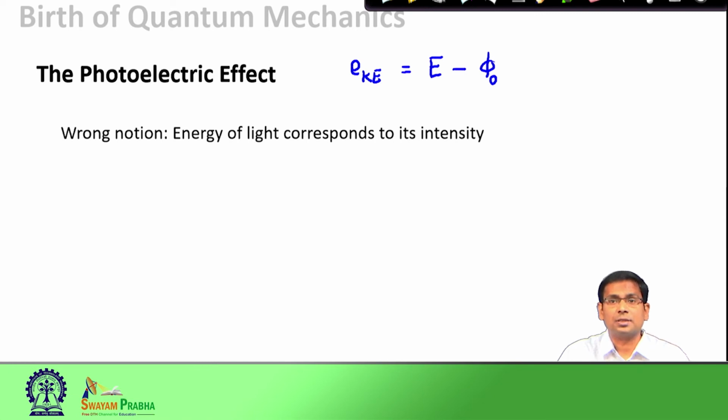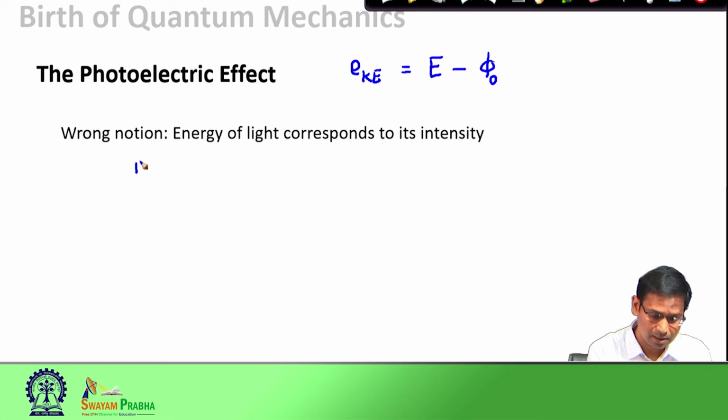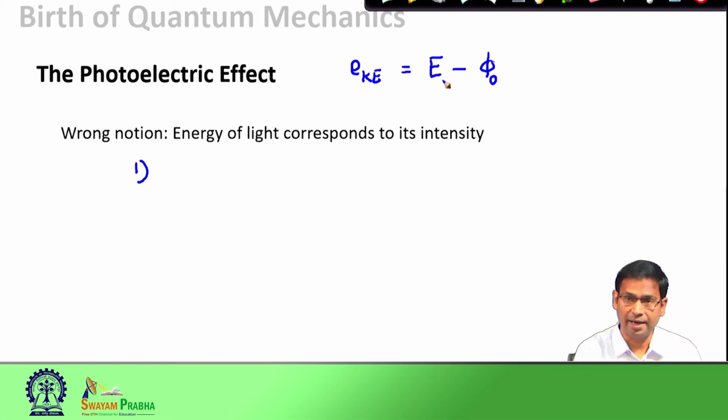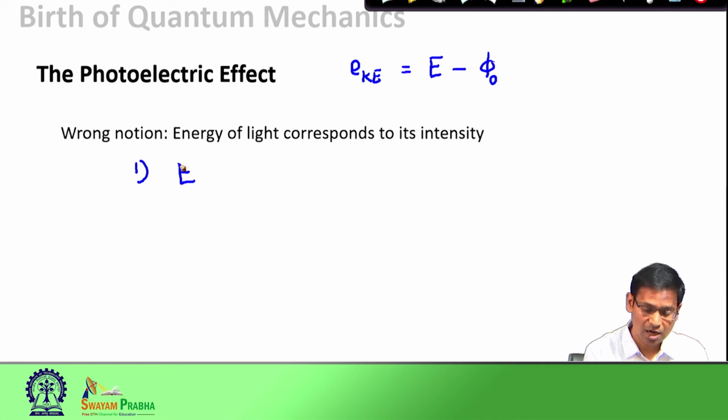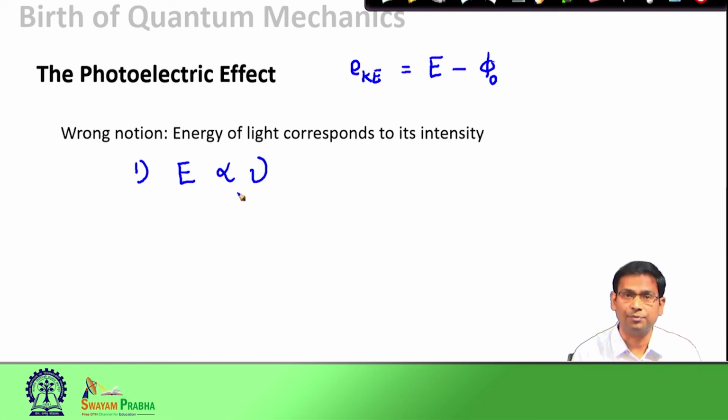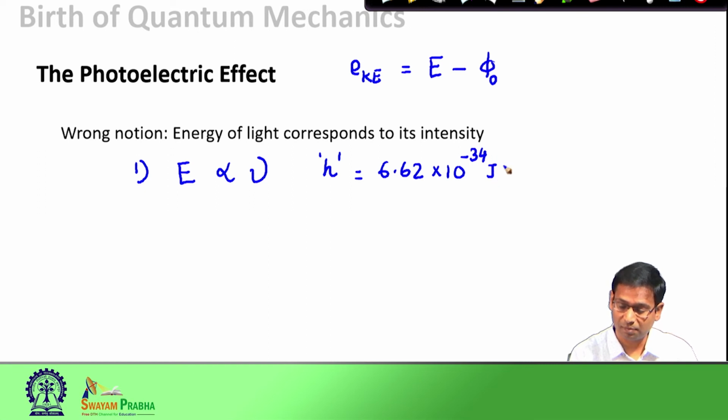This problem was resolved by Einstein. His essential assumption was that the energy of this light, E, is not proportional to the intensity, rather it is proportional to the frequency of the light. And he carried out several experiments and experimentally determined the proportionality constant as h, which had exactly the same value as we had in the black body radiation effect, 6.62 into 10 to the power minus 34 joule second.